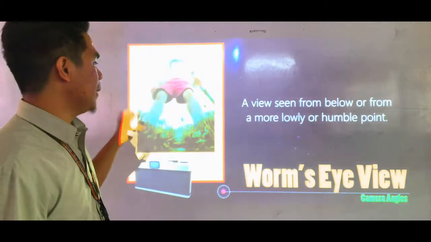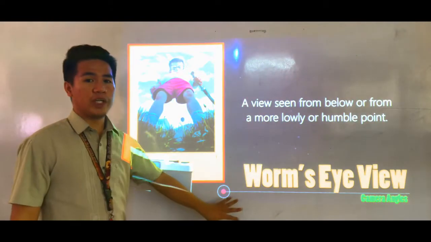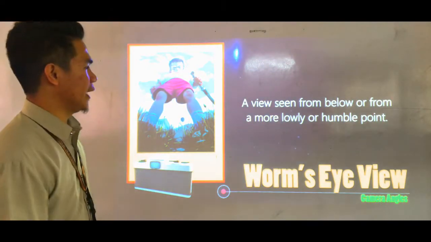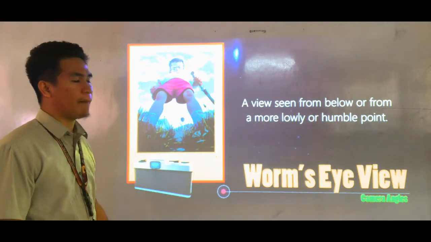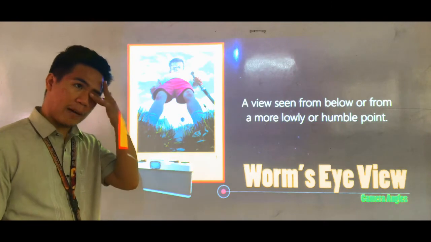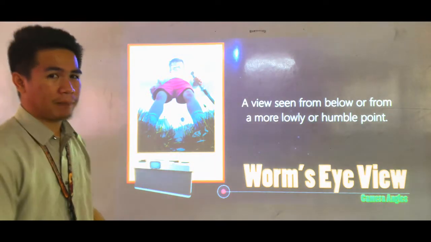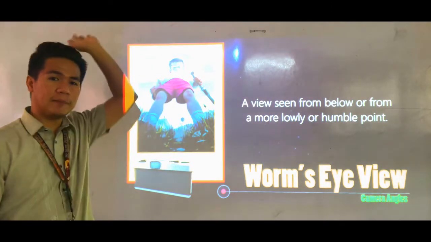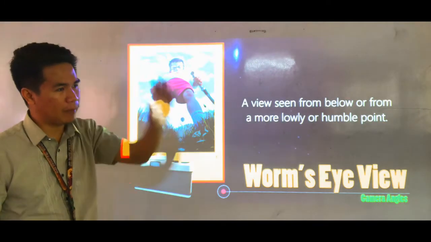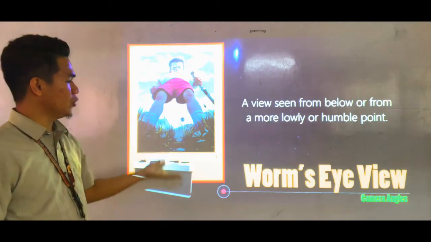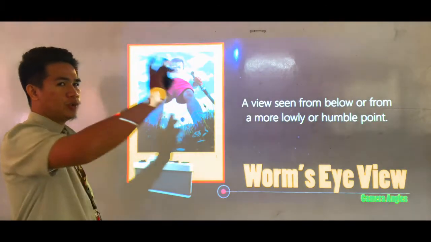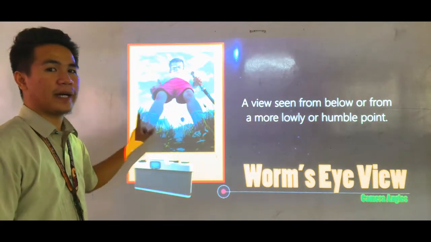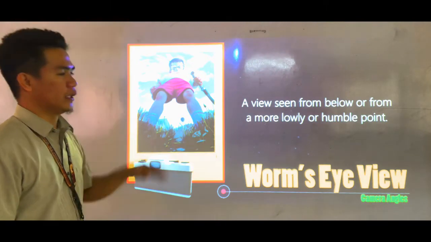Okay? Pag may bird's eye view, meron din tayong worm's eye view. Okay? A view seen from below or from a more lowly or humble point. Ibig sabihin ng humble point sa baba. Okay? Pataas naman siya. Kung may bird's eye view na sa taas, pababa yung subject niya, and then yung worm's eye view naman, nasa baba yung camera and then pataas yung subject niya. Okay? So parang ganito.